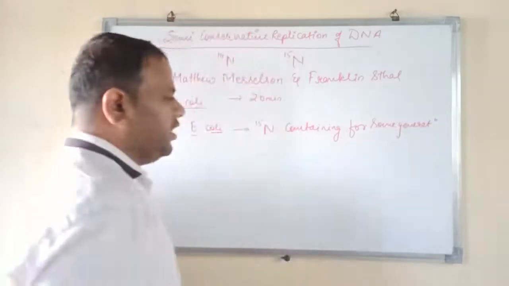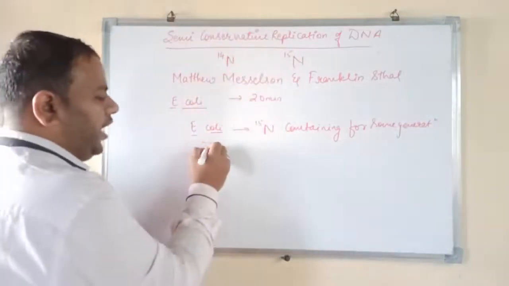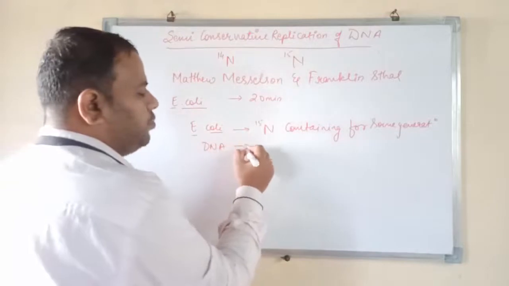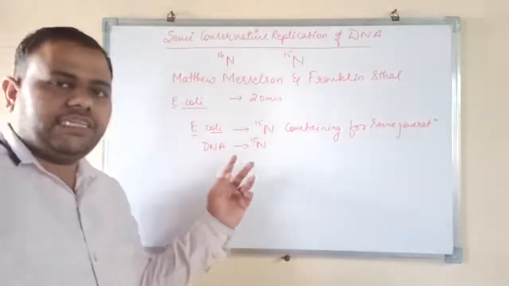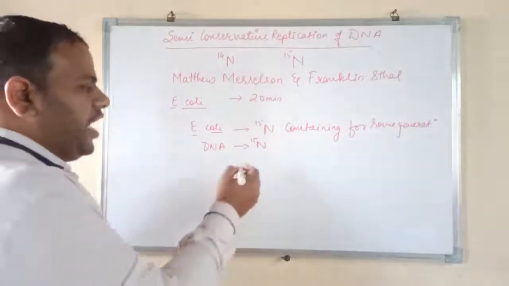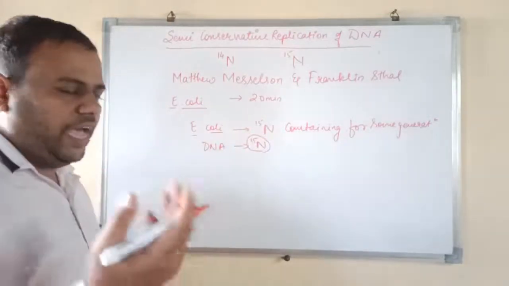When they did this, the whole lot of DNA from this E. coli was made up of N15 nitrogen. So now the entire DNA set present in this E. coli has the N15 type of nitrogen, that is, the heavy isotope.